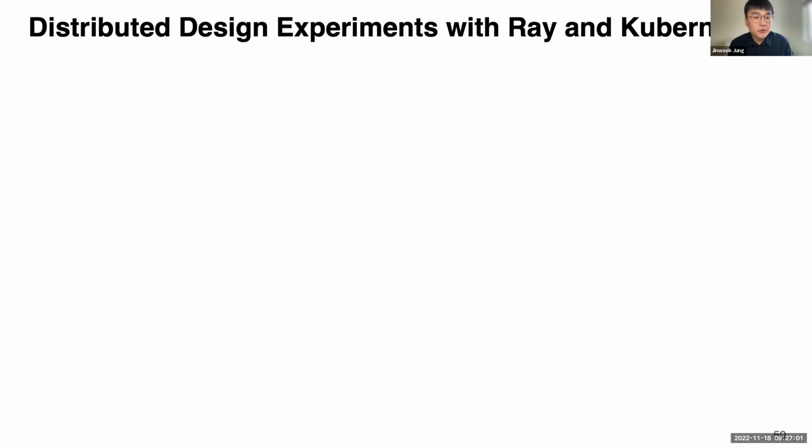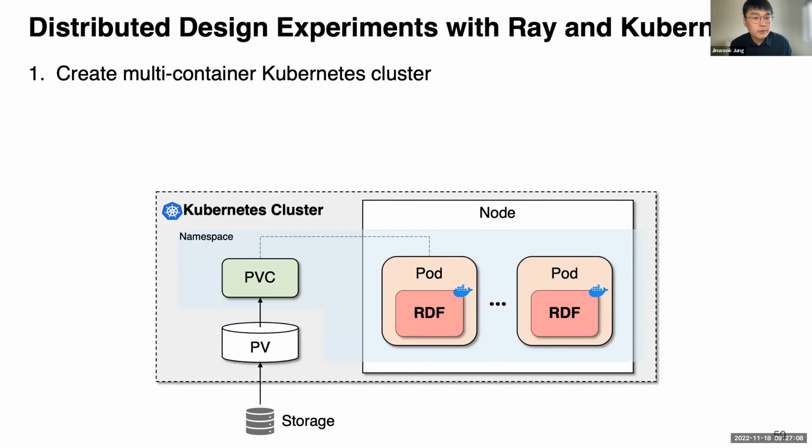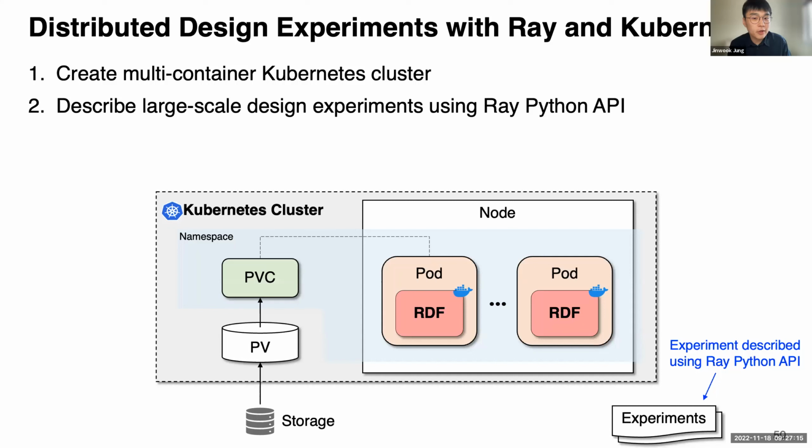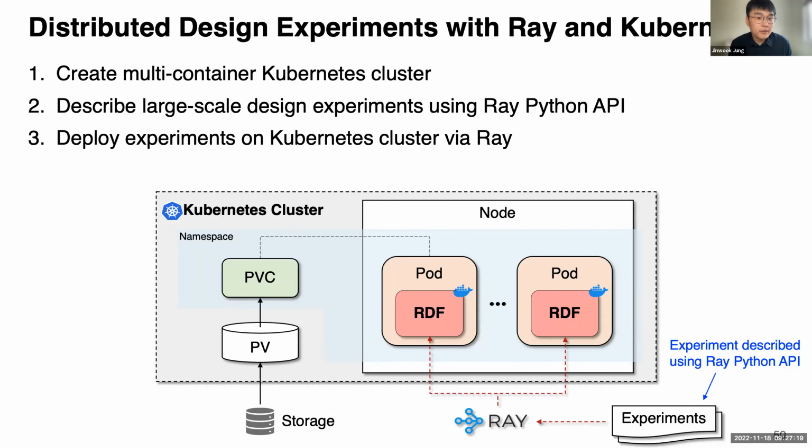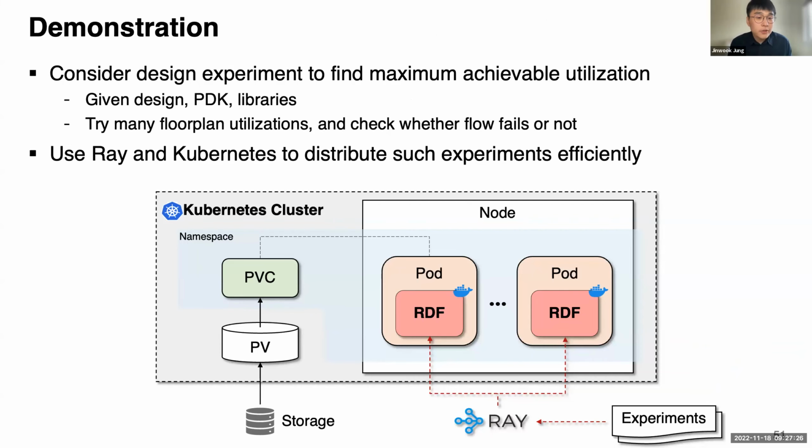So now let us use Ray and Kubernetes to enable distributed experiments at an even larger scale. First we create a multi-container Kubernetes cluster as shown here. Then we describe our experiments using the Ray Python API. And finally, we deploy our experiments across the Kubernetes cluster using Ray. So here's another demo. In this demo, I will assume that we are given a design and we want to find out the maximum achievable utilization. So what we want to do is build the design multiple times with different floorplan utilization and check whether the flow fails or not. In the following demo video, I will show you how to use Ray and Kubernetes to distribute such experiments efficiently.